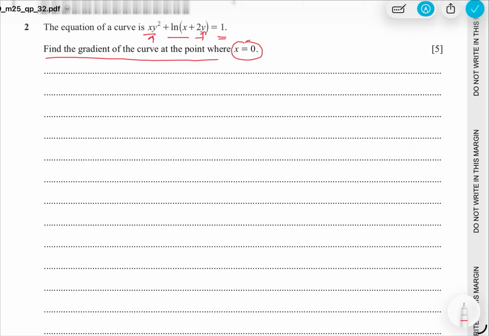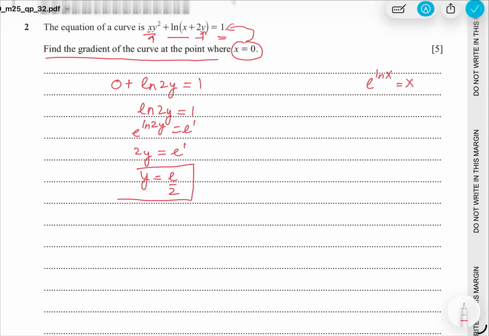To find the y coordinate, we have to move to the equation. Put x equals 0 here. So this would become 0 + ln 2y = 1. ln 2y = 1, e to the power ln 2y equals e to the power 1. All of us know that e to the power ln x equals x. So 2y = e, and y = e/2. Now we know the coordinates. Let's find out dy/dx.